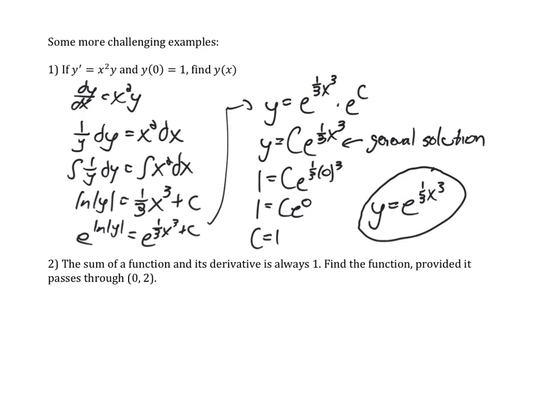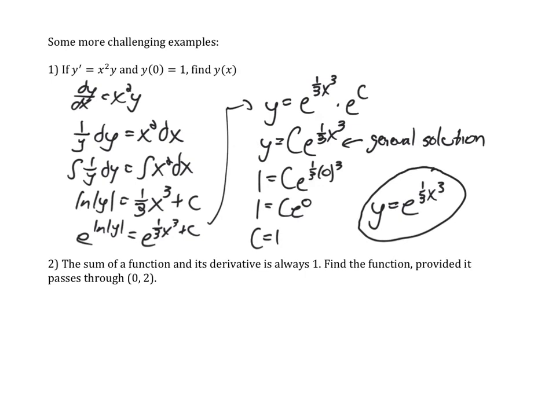Again, what does that mean? That is an equation whose derivative would be x squared times y at the specific point. It would contain the specific point, y of 0 equals 1. Okay.